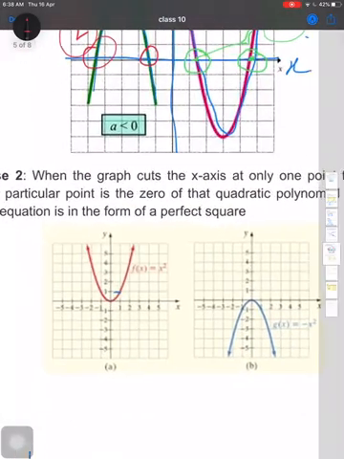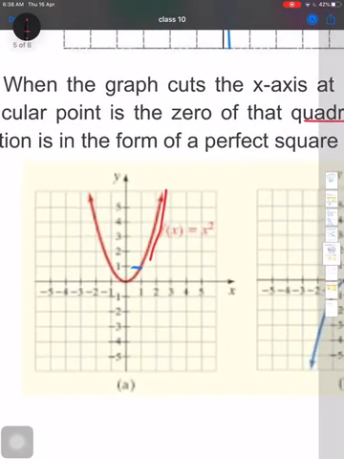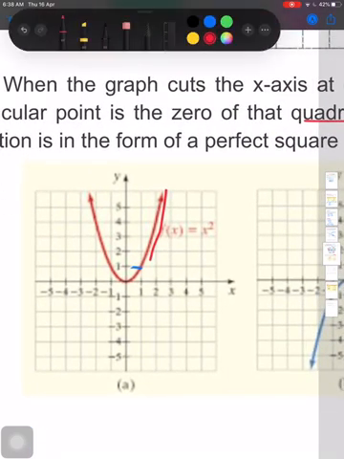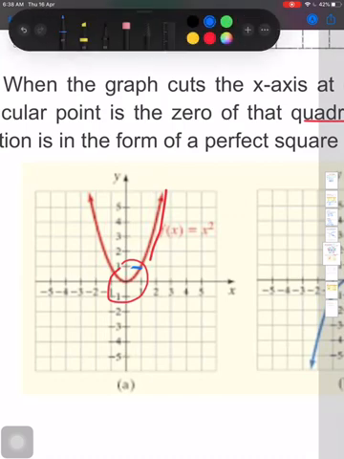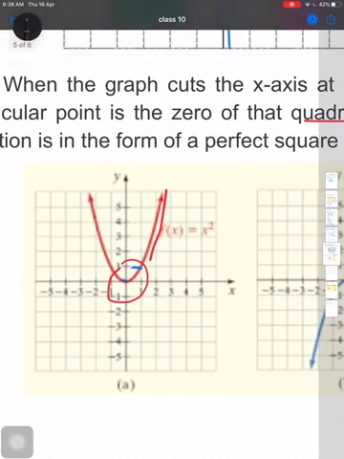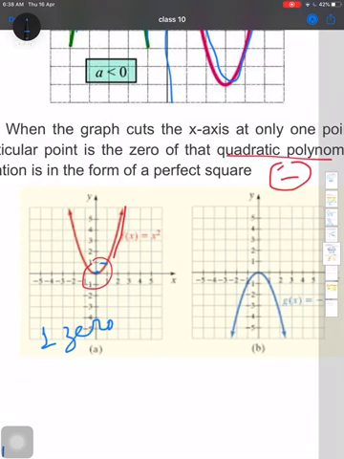Now there is another case, case 2. Sometimes the quadratic polynomial will have 2 zeros, but still the graph can be like this also. Now here you can see this graph is touching the x-axis at only 1 point. So here you can say there is only 1 zero. But the fact is that a quadratic equation will have 2 zeros.